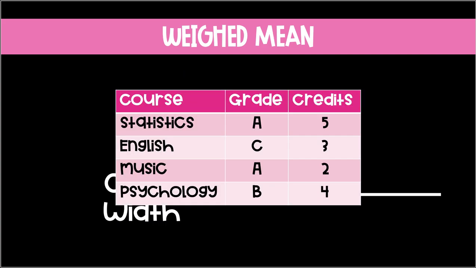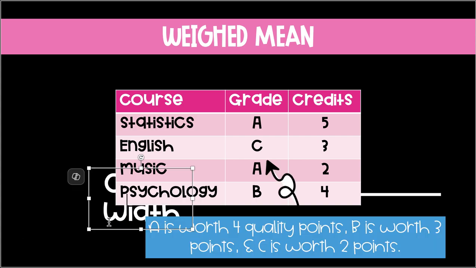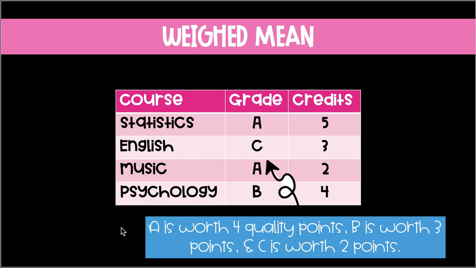Let's suppose that I have these grades for these courses. You have an A in statistics, a C in English, an A in music, and a B in psychology. And the credits for each course are 5, 3, 2, and 4. I'm just giving this information here because it was given in the example. But let's take A to be worth 4 quality points, B worth 3 quality points, and C worth 2 points. It could be different.